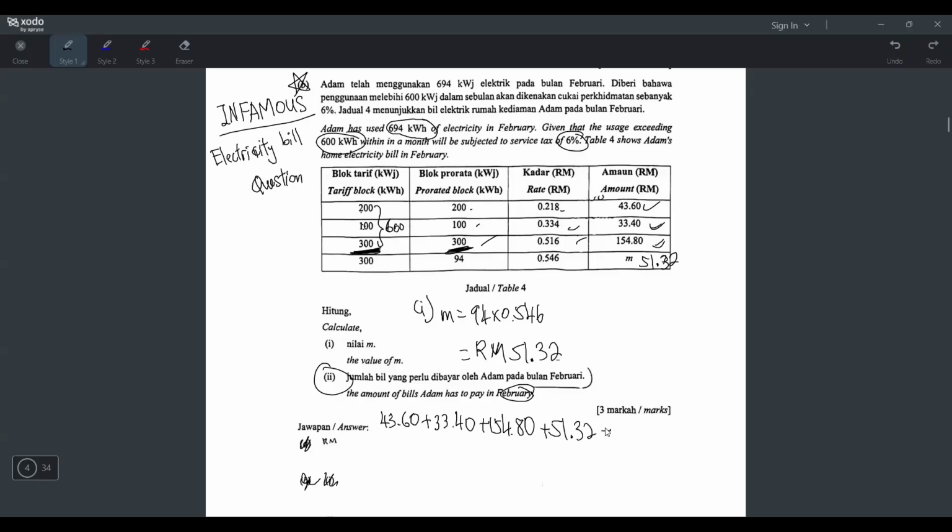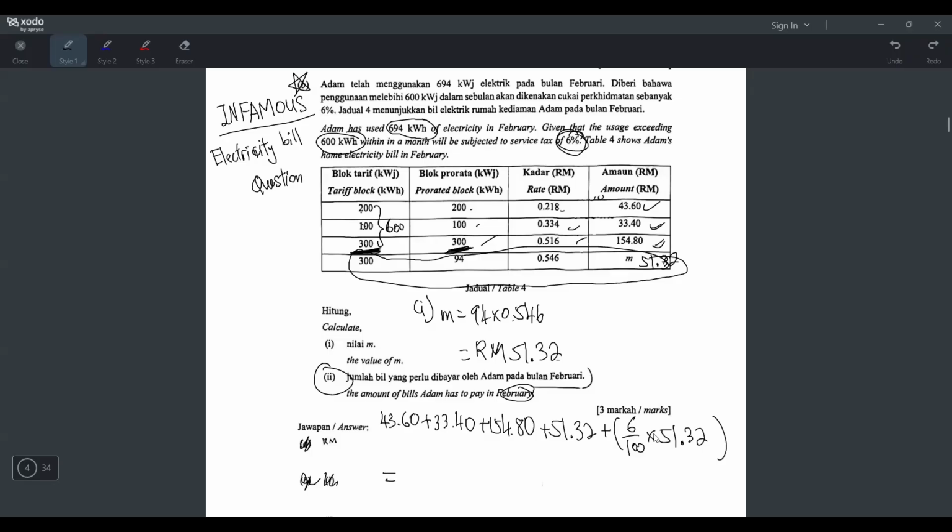But don't forget to add the service tax, because the service tax will be charged for the amount exceeding 600, which is the 94 here, right? So what I have to do is add 6% times 51.32, because the 6% is only charged for usage exceeding 600. It means the one down here. So you have to take 6% of 51 ringgit 32 cents. This is to calculate the service tax, right? And then add the rest of the amount. So this is how you do it, right?